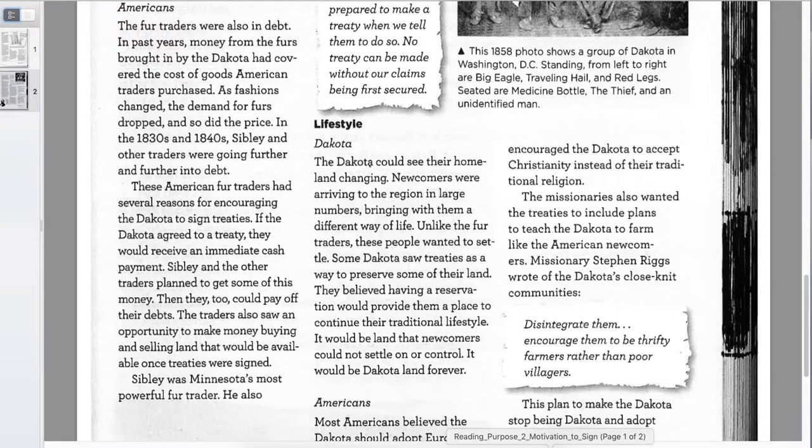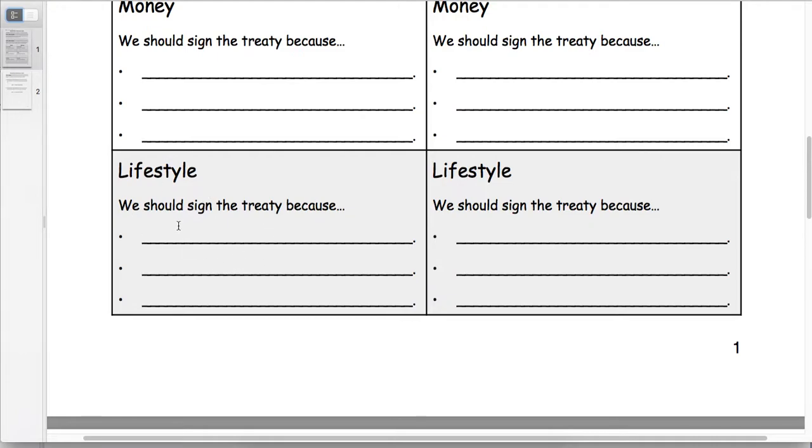So now, turning to our notes, under lifestyle, we, being the Dakota, should sign the treaty because, pause and fill that in.